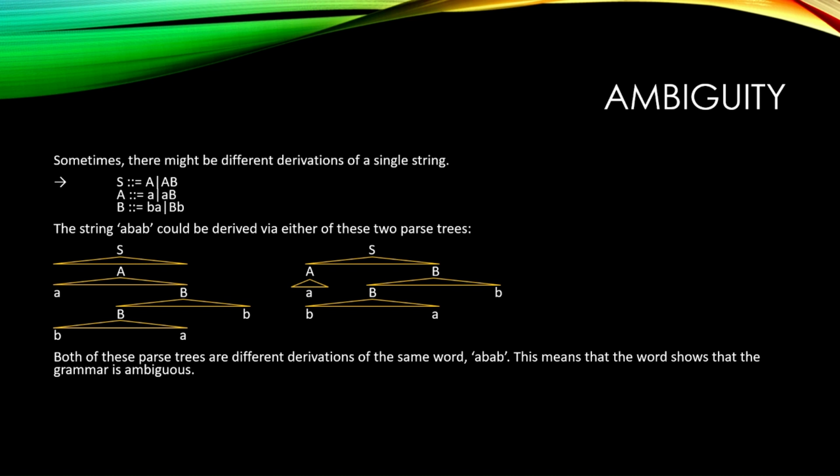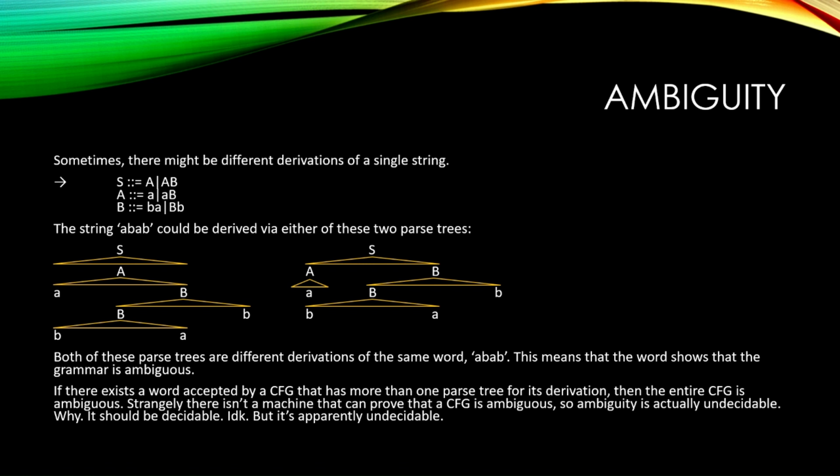And because they're different, but they end up with the same word, there isn't just a single definite way to form the word, which means that the grammar is ambiguous. If there exists a single word accepted by a context-free grammar that has more than one parse tree for its derivation, then the entire grammar is ambiguous. Strangely, there isn't actually a machine that can prove that it's ambiguous, so it's undecidable. I mean, it should be decidable, in my opinion, but apparently it's undecidable. We don't need to prove that it's undecidable, I believe, unless it comes up in a question in the undecidability section of TOC.